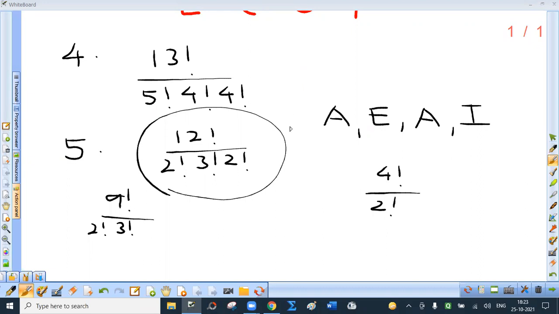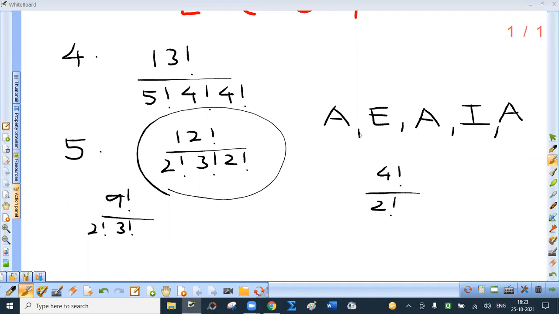Just a minute. Basically, A is followed by E, is followed by A, is followed by I. I'm sorry. In fact, there are 5 vowels in which A occurs thrice. Yes, you are right. I'm sorry. Okay. So please make that correction.